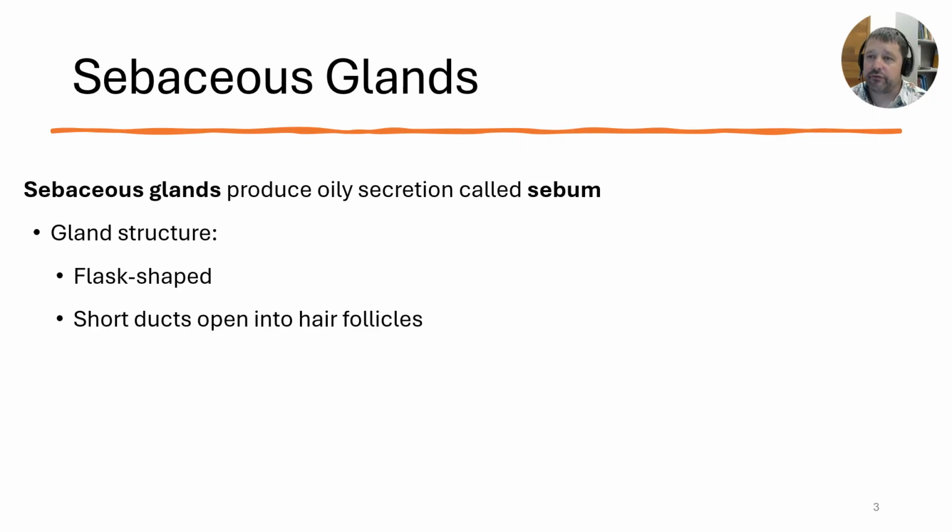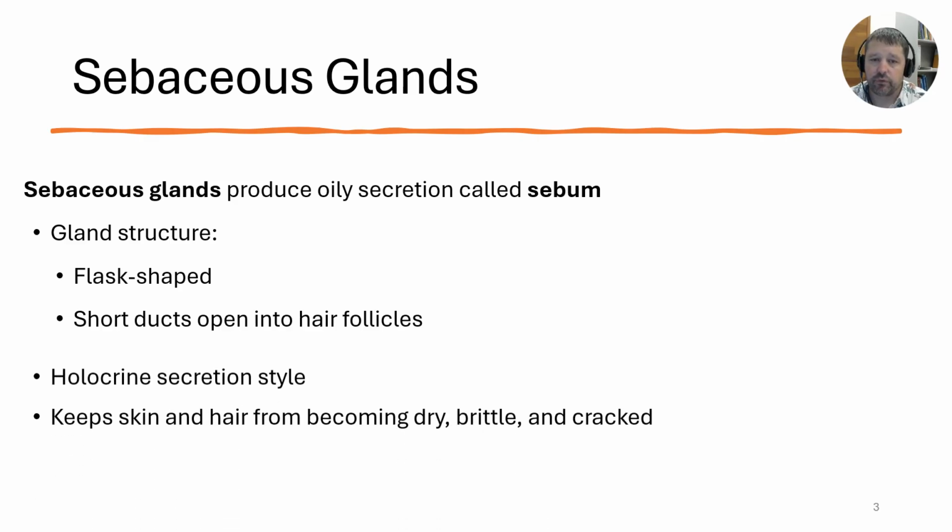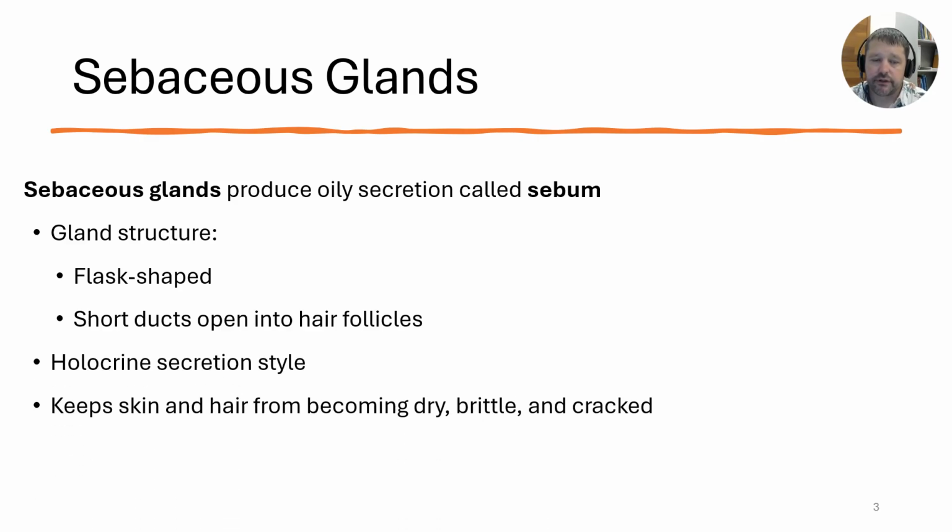They're normally flask in shape. Okay, so the bulb, and then kind of a duct that's coming away from the bulb. And often those ducts will open into hair follicles or near hair follicles. Okay. It's a holocrine secretion style. So the cells kind of just open up and release the material.